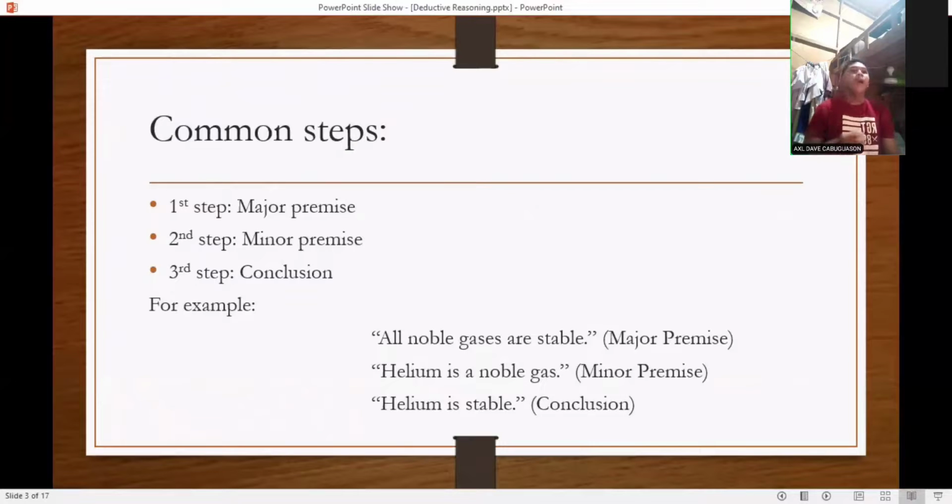For example, all noble gases are stable. Helium is a noble gas. Therefore, helium is stable. We can conclude that this is deductive reasoning because it starts with a major premise, that all noble gases are stable, which is a general idea, and it is supported by a minor premise, which states that helium is a noble gas. Through those two premises, we can conclude that helium is stable, which is our conclusion.